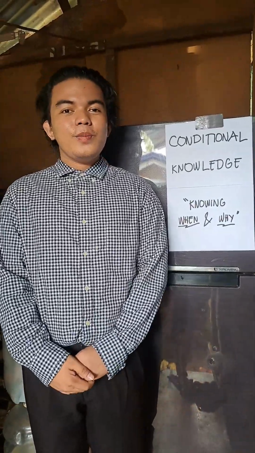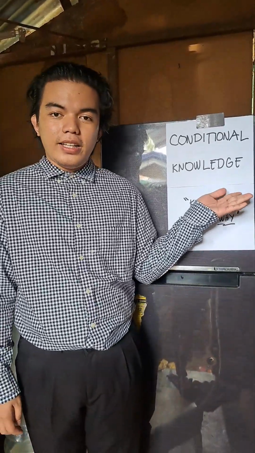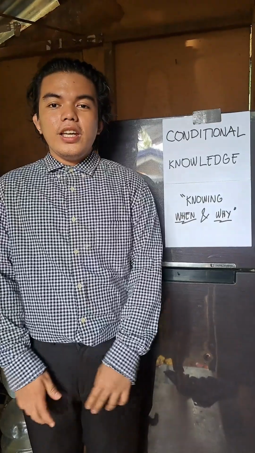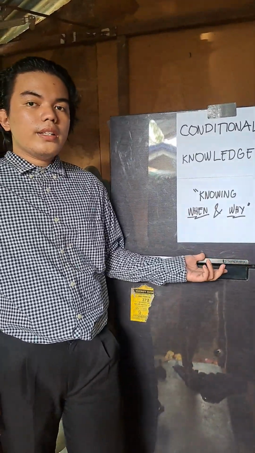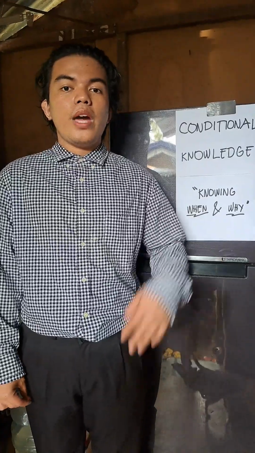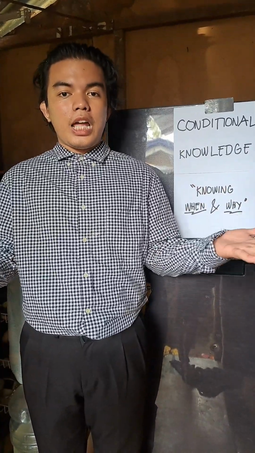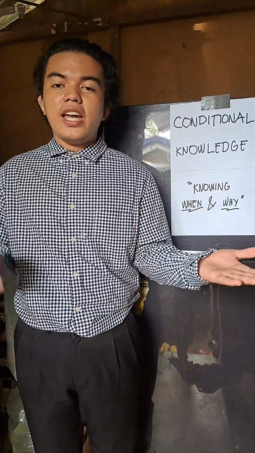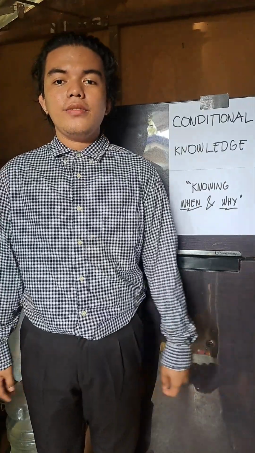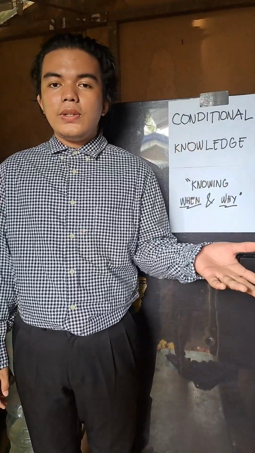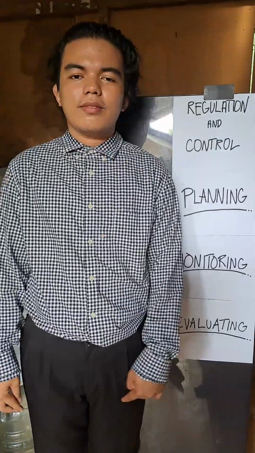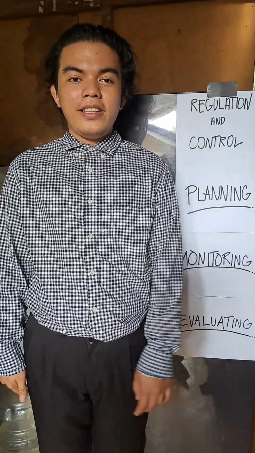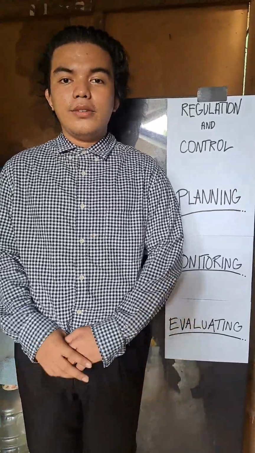And the last component is conditional knowledge. Conditional knowledge refers to the ability from the word knowing when and why. So it involves when and why to apply the procedural knowledge and the declarative knowledge. This involves executing those strategies and skills under the appropriate conditions. So now we are done discussing the metacognitive knowledge.